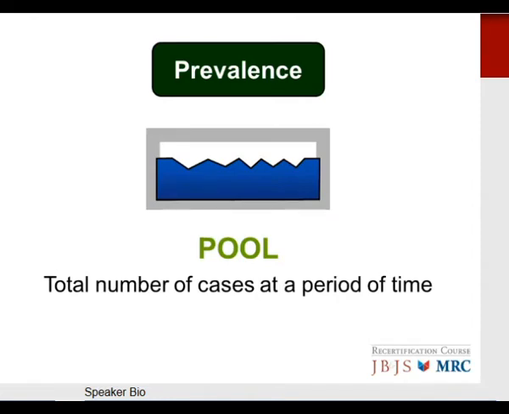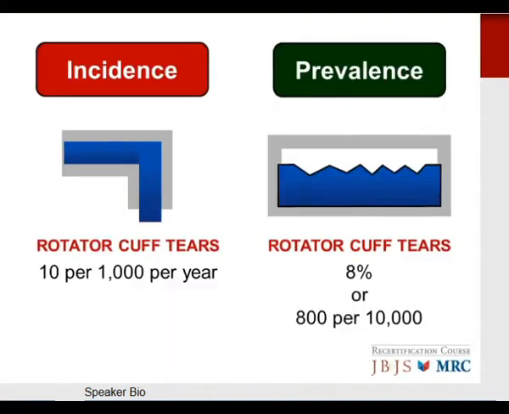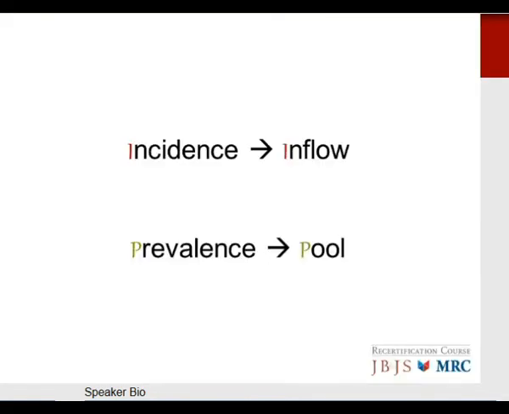The pool is the total number of cases in a period of time, and this is prevalence. We don't need to worry about how long it took to fill up the pool. We just care that the pool is full, half full, or empty if we're going to go swimming. So that's how you remember that pool, prevalence, does not have a time component in it. And so this is how it presents in the literature. Incidence for rotator cuff tears is 10 per 1,000 per year, whereas prevalence is a percentage, or the way that the epidemiologists like to do it, 800 per 10,000. Incidence, inflow, prevalence, pool. That's how you remember it.